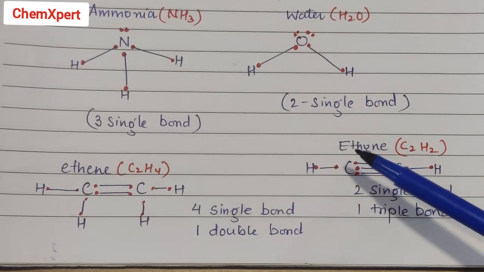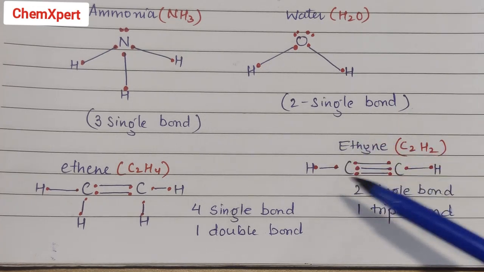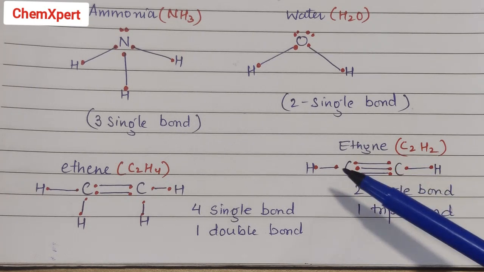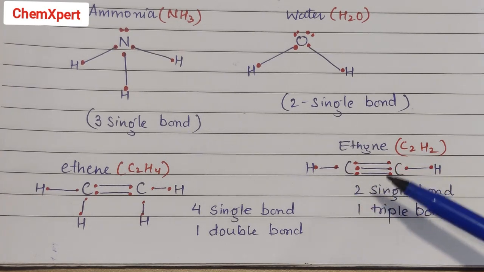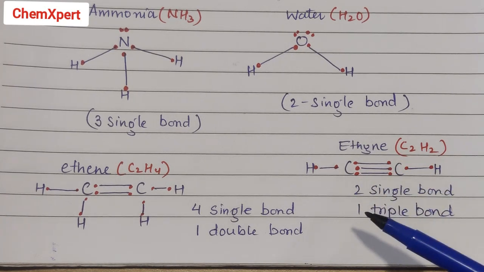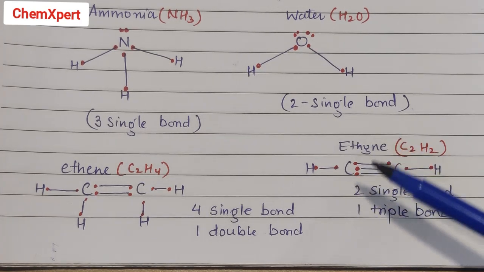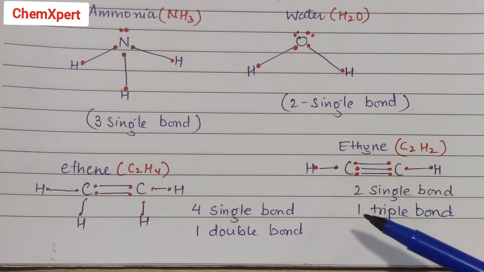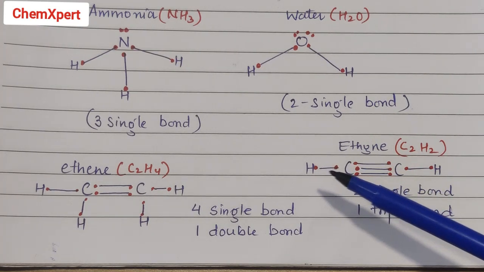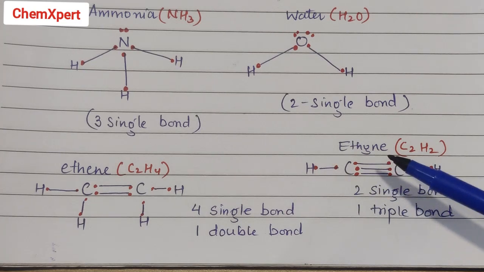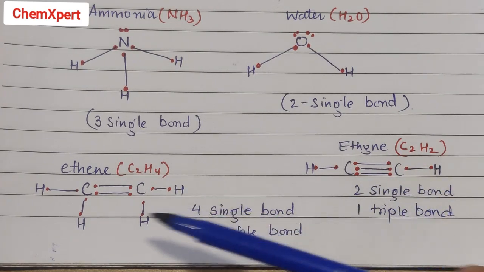For example, the ethyne structure is C2H2: 2 carbons, 2 hydrogens. We have to arrange them like this. Each carbon has 4 bonds. So there is 1 triple bond and 1 single bond on each carbon. 3 bonds together are known as 1 triple bond. So in this case, 1 triple bond and 1 single bond, again 1 triple bond and 1 single bond.